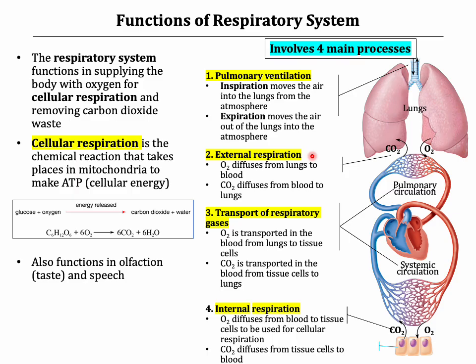to remove that product. Then we have the transport of respiratory gases in our blood, right, due to our circulatory system. These gases remain dissolved within our blood. And then we have internal respiration, the exchange of CO2 and O2 between the blood and our tissue cells. So we'll go into more detail about these processes, but this summarizes all the general stuff that takes place within our respiratory system.